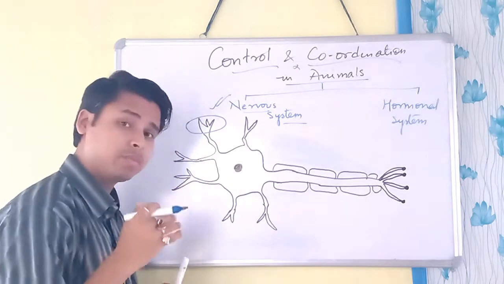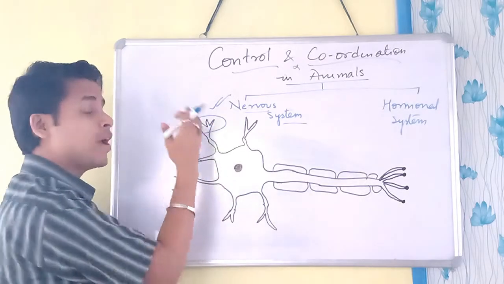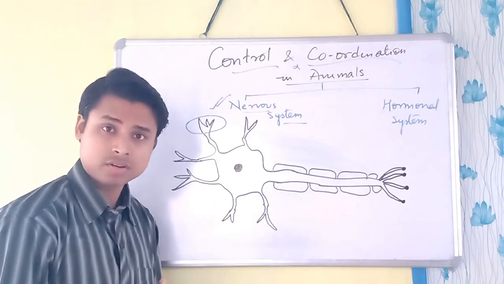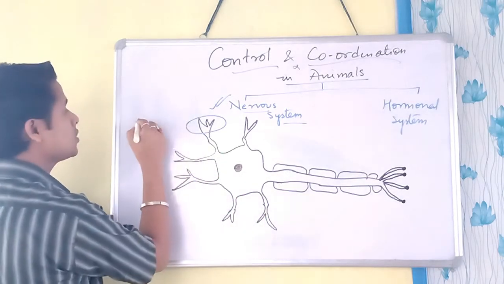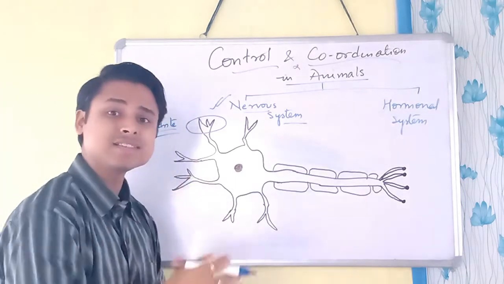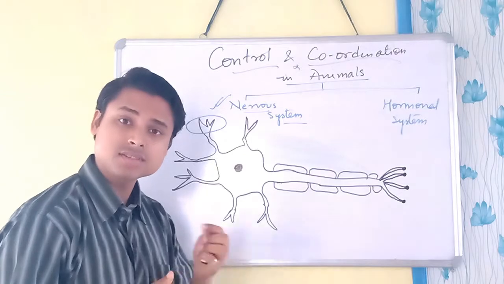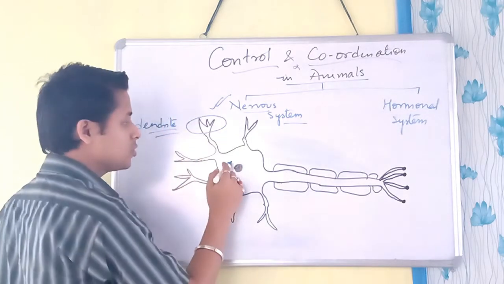So you just remember this thing. It's a very important part, right? It may be asked where the information is received in the neuron. So the information is received by the dendrite. This dendrite is connected with the different receptors present in the sense organs. So it is retrieving the information, and then it is coming to the cell body.